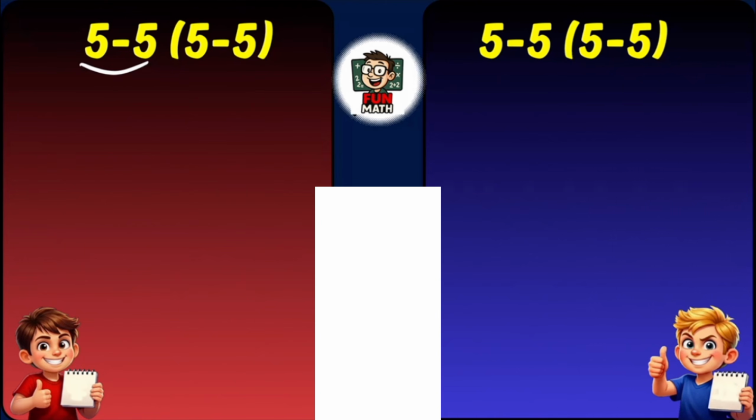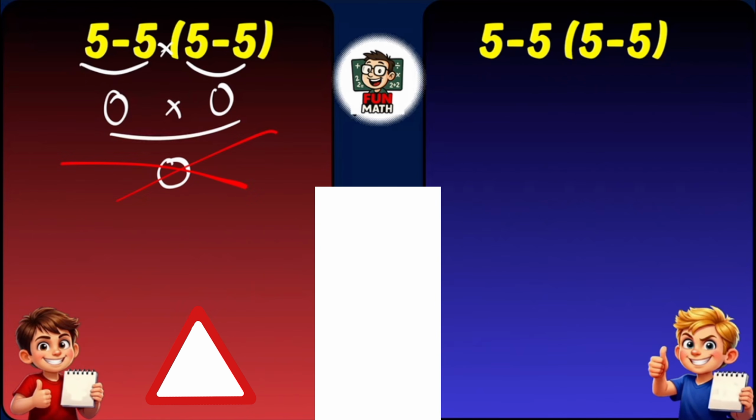5 minus 5 equals 0. Multiplication. 0 times 0 equals 0. If you solved the problem this way, you made a mistake.